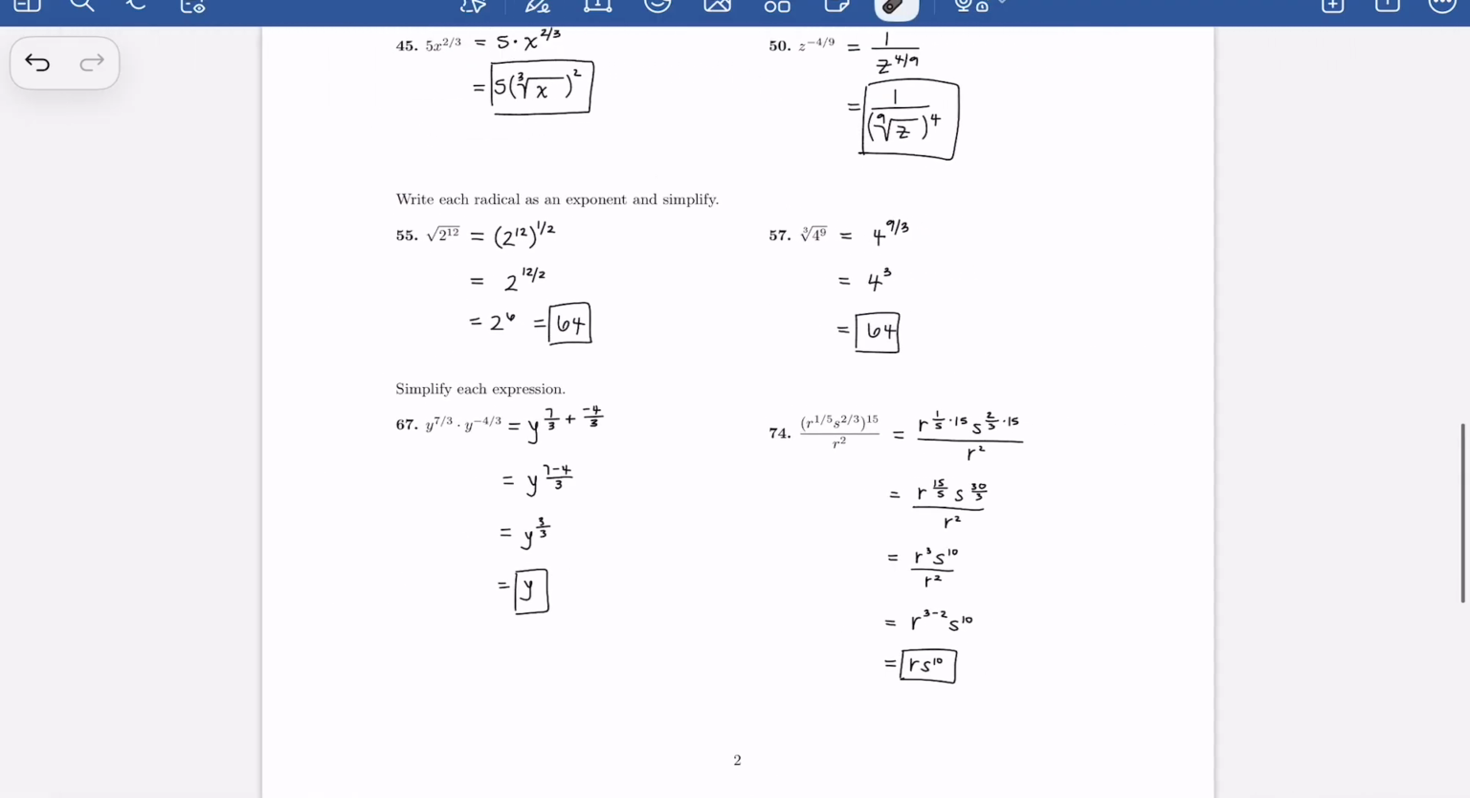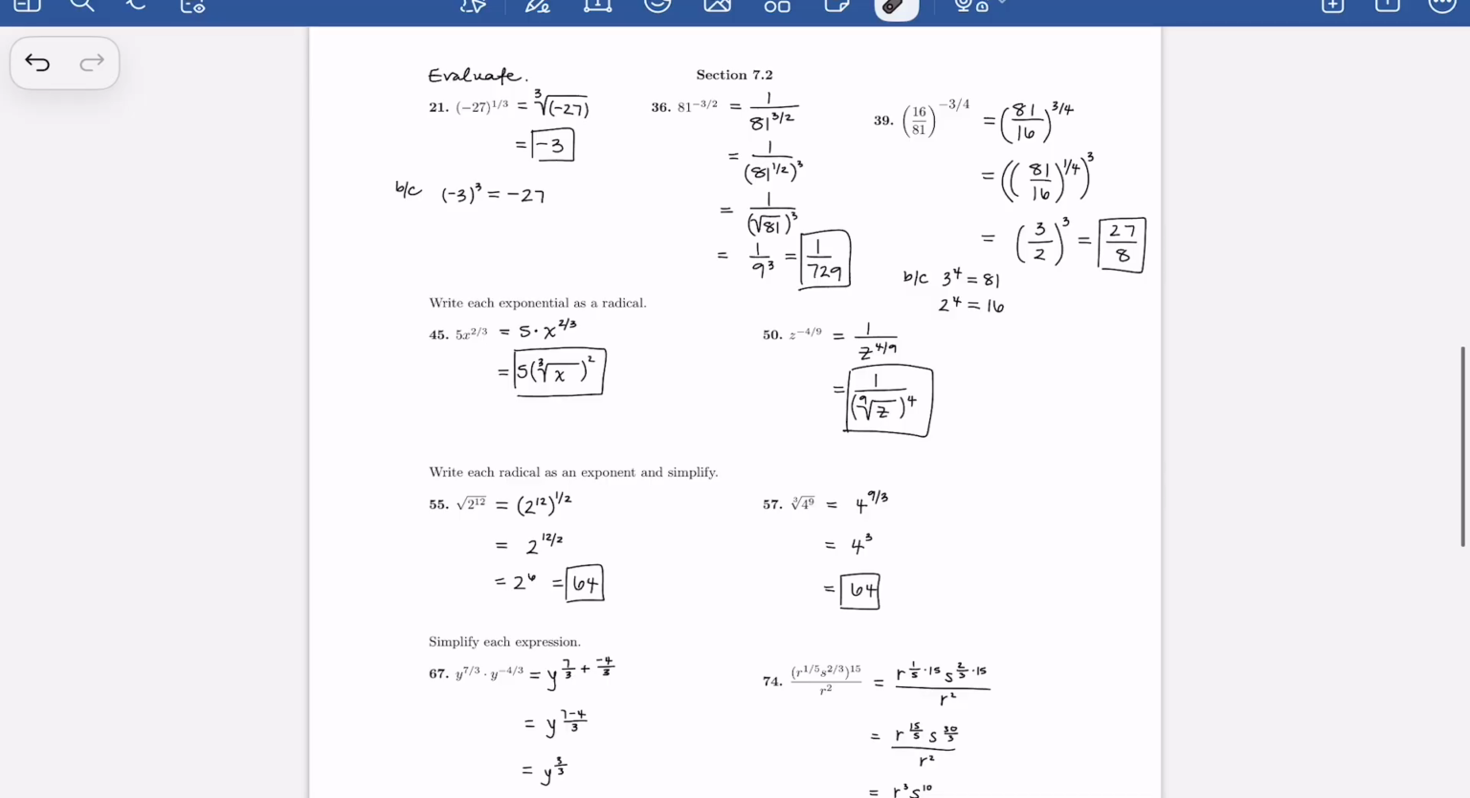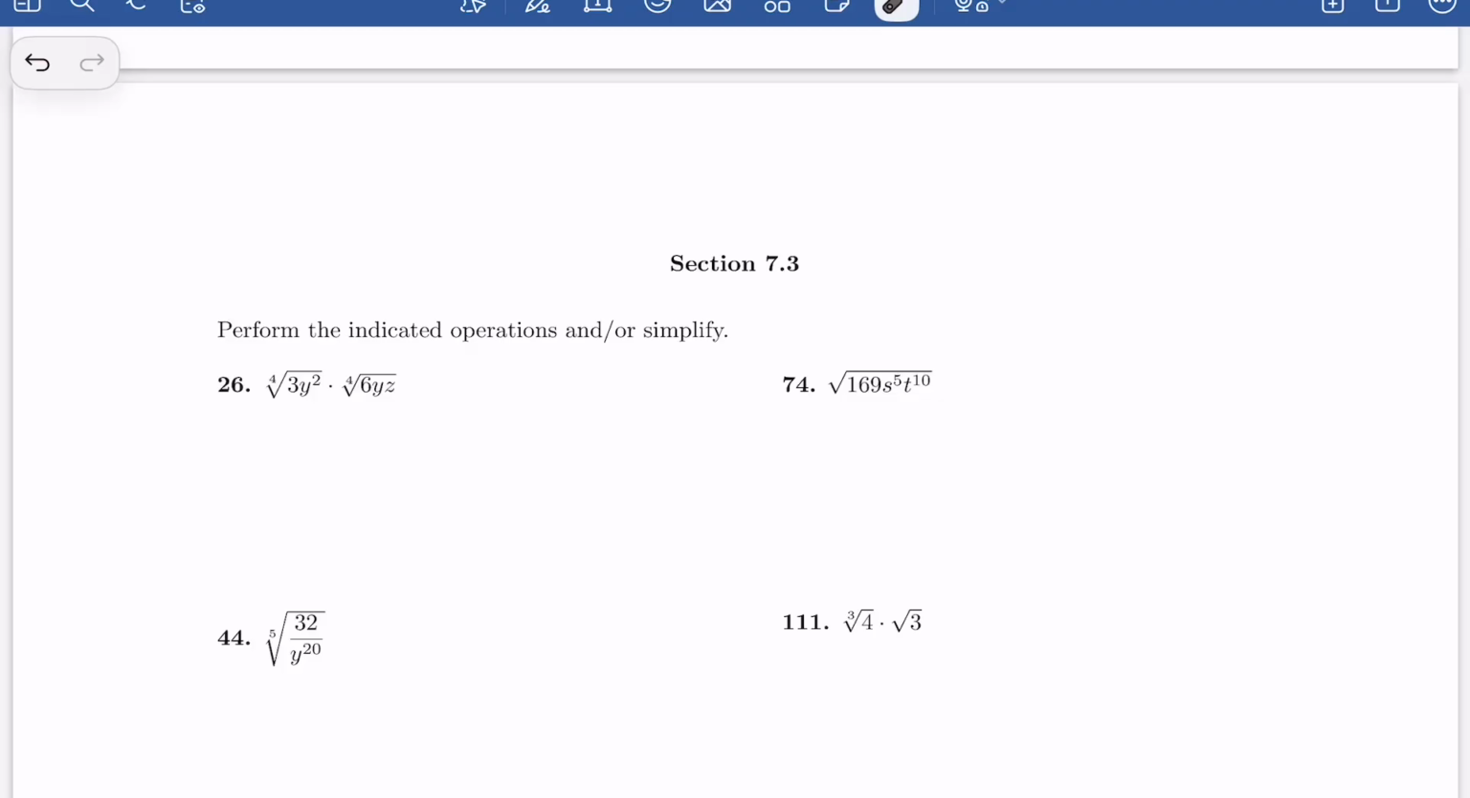So those are all of our problems for section 7.2. I just want to emphasize that there were a lot of new exponential rules introduced when we're looking at rational exponents and how they relate to radical expressions. So if you were lost on any of these, especially converting from exponent to radical and vice versa, make sure that you are checking out the textbook first because it does list all of these rules very nicely there.